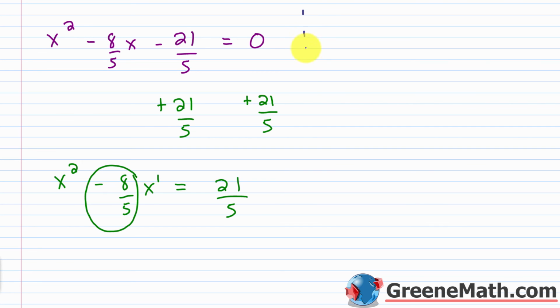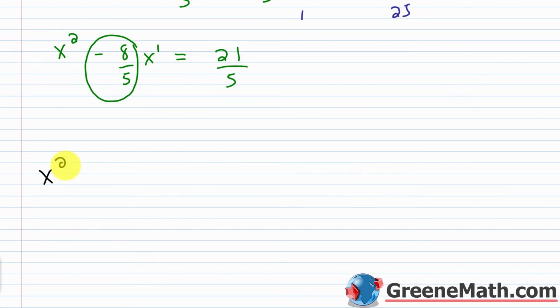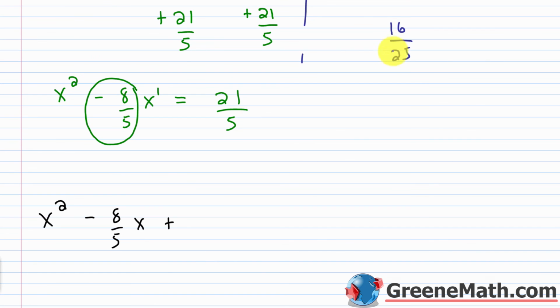So over here, if I had negative 8/5 and I multiply by half, and then I square this, what am I going to get? Well, this would cancel with this and give me a 4. So it would be negative 4/5 squared. The negative square would be positive, so don't worry about that. 4 squared is 16. 5 squared is 25. So what are we going to have? Let's kind of scroll down. We're going to have x squared minus 8/5 x, and then plus 16/25. This equals 21/5 plus 16/25.